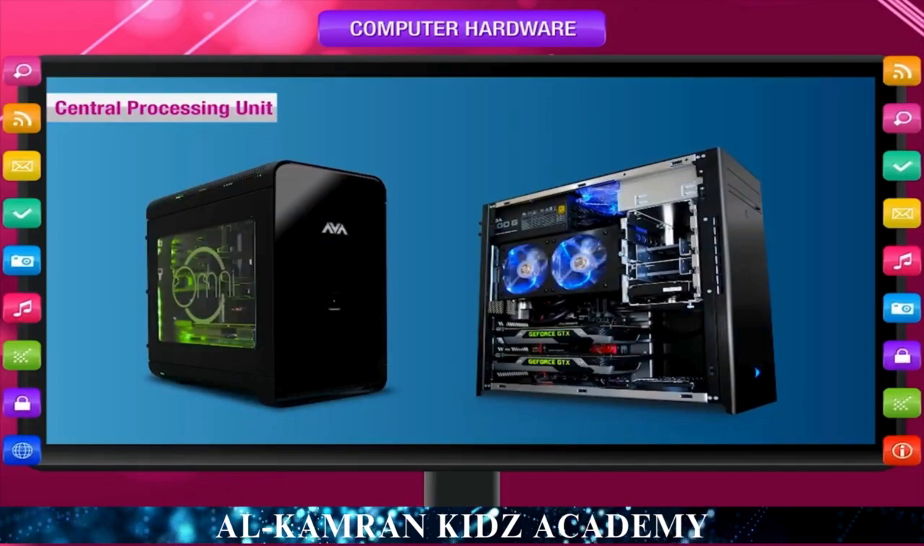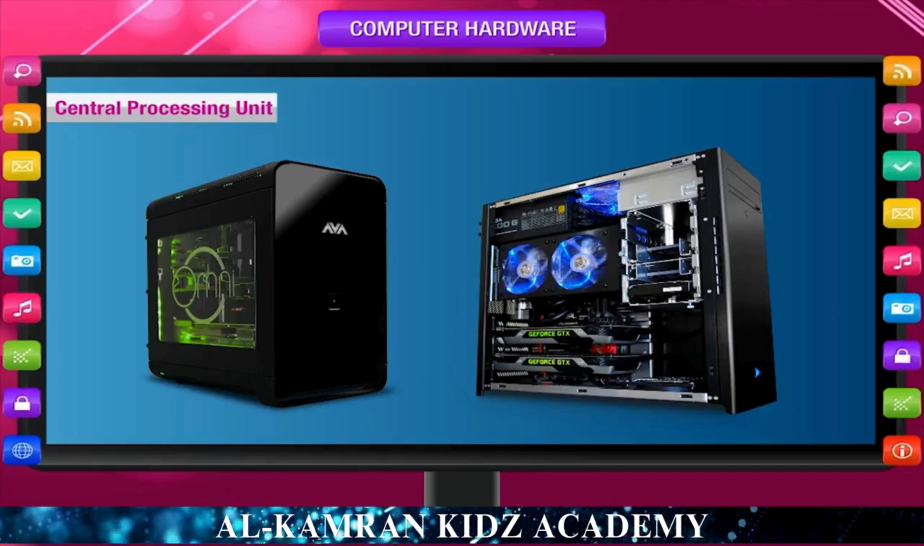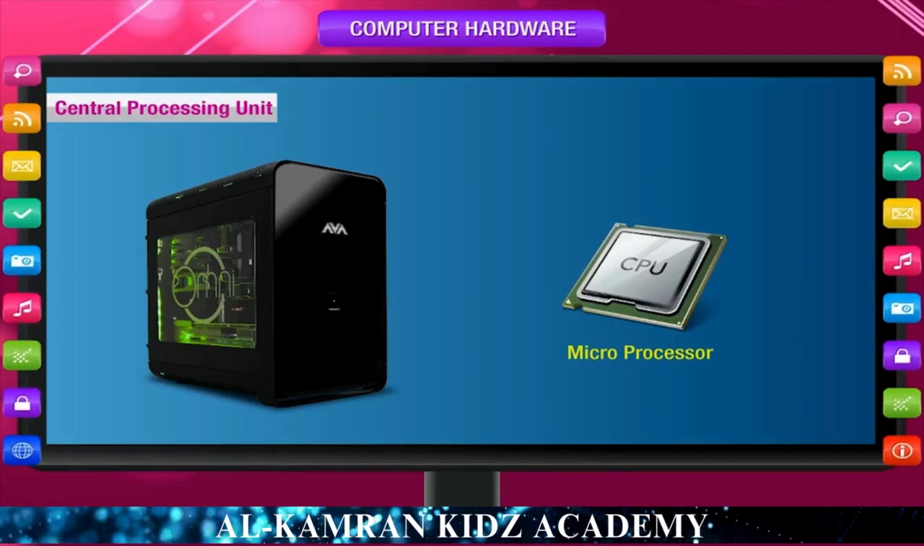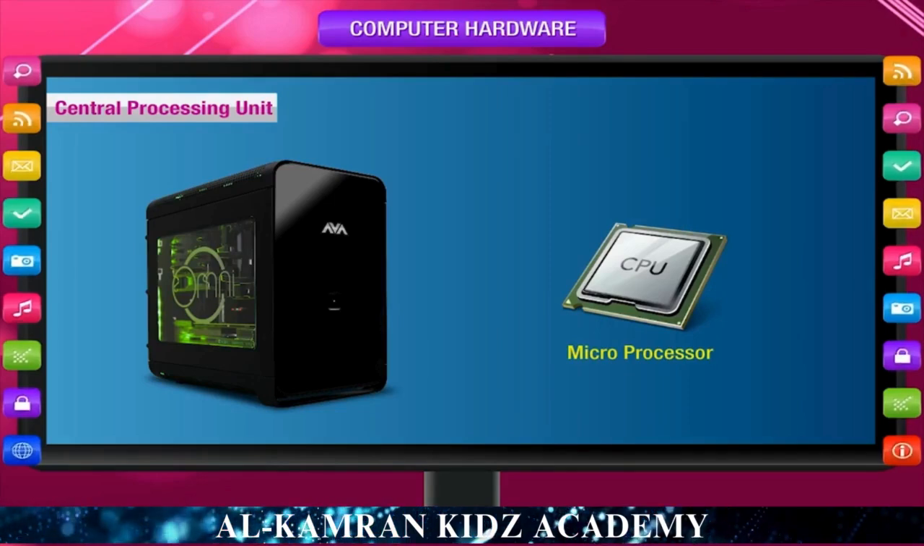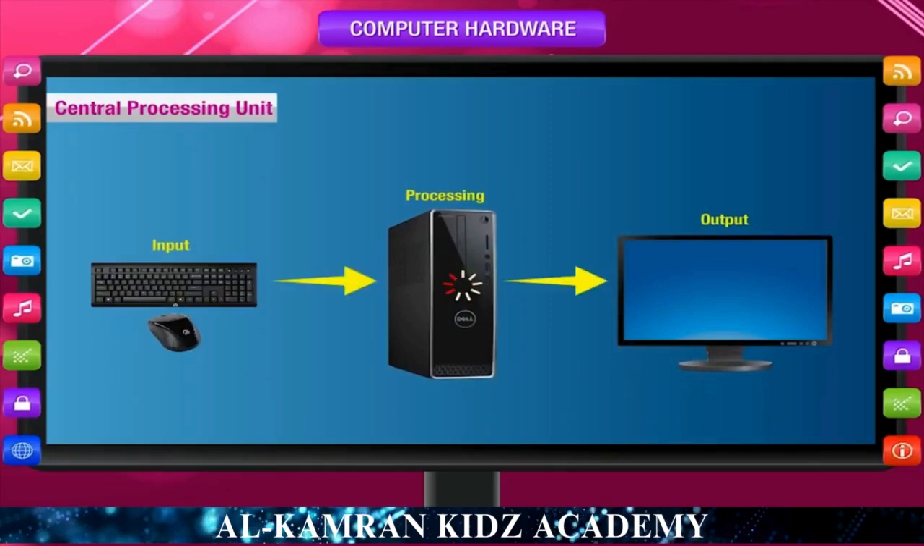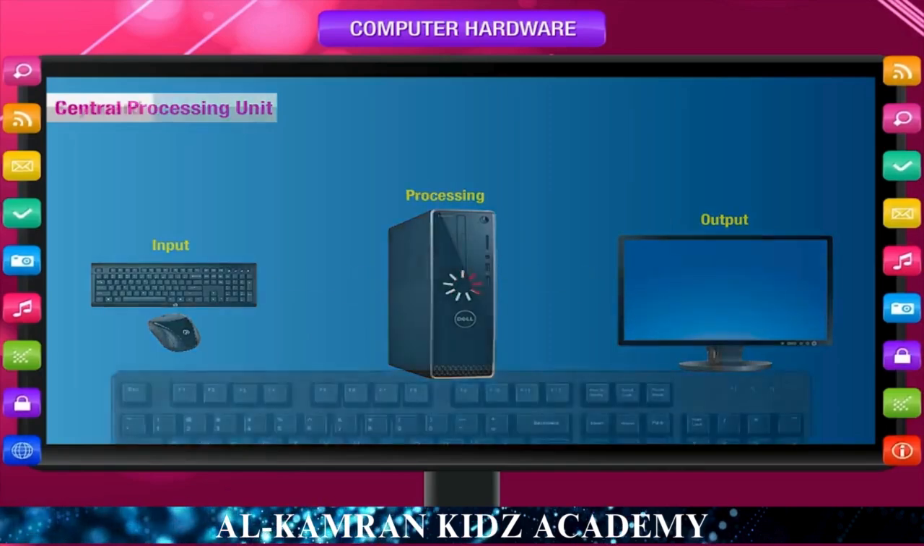Central Processing Unit. Central Processing Unit or System Unit is the most important part of the computer. It is also called CPU box as it has the main Central Processing Unit chip. This chip is also called a microprocessor. It manages all the activities of the computer. It takes input through the keyboard, does all the processing and calculations, and displays results on the monitor.